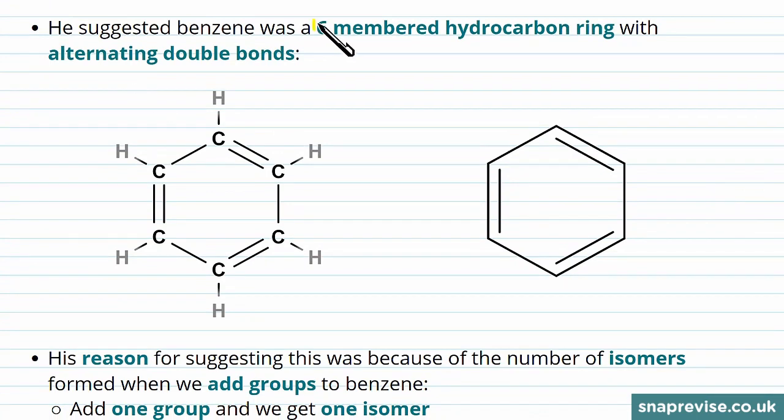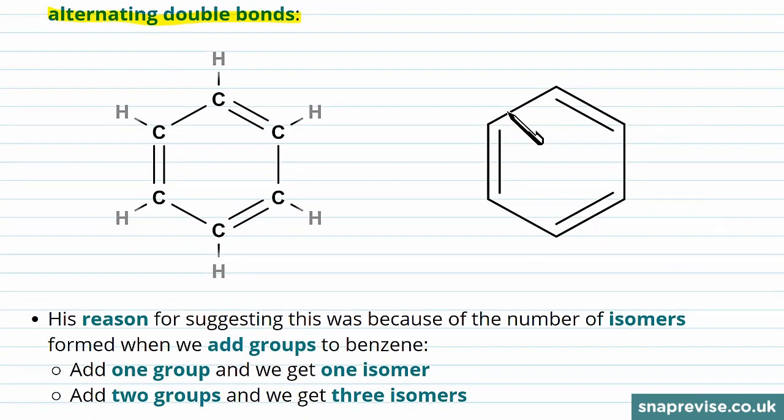He suggested it was made from a 6-membered carbon ring, so 6 carbons looping round to connect in a ring. This structure, he suggested, had alternating double bonds, so one carbon to the next would have a single bond, then a double bond, then a single bond, and so on round the ring. 3 double and 3 single in total, which we can show in skeletal structure here.